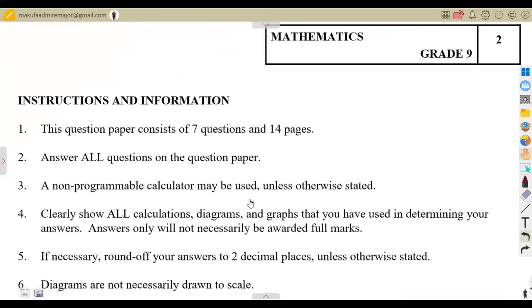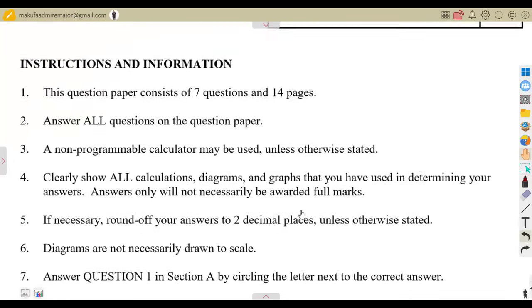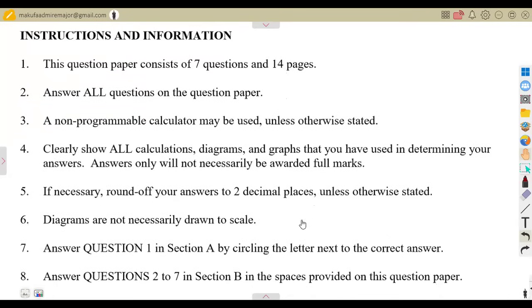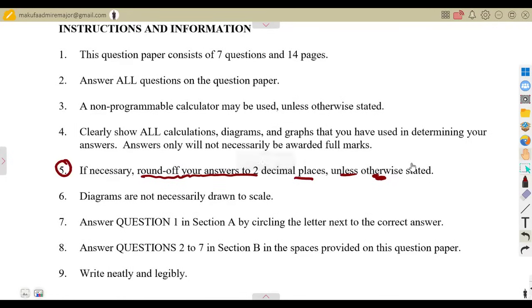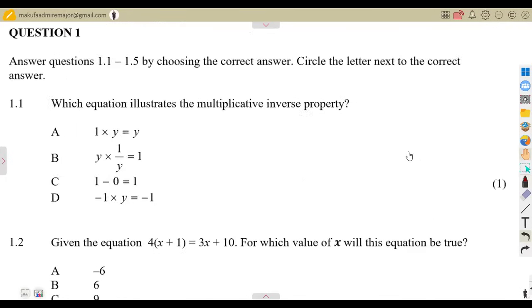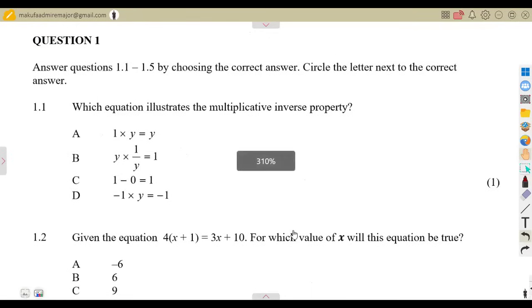As you can see, it was a clear part of your instructions and information. Make sure that you read everything, especially that if necessary, you round off your answers to 2 decimal places, unless you're given a statement otherwise, and make sure that you clearly show your working. Everything must be clearly shown when you are presenting your work. Be very, very sure about that.